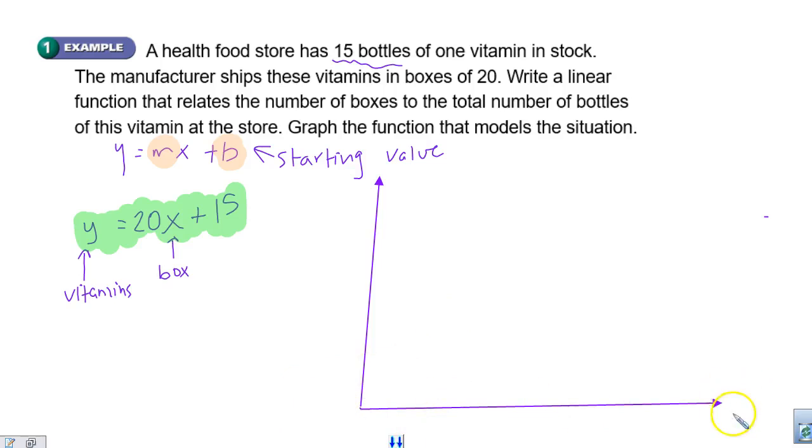And my horizontal axis, that's my x-axis. I've got to throw a label on that. So if we look up here for my x, what does my x represent? My boxes, right? So I'm going to go ahead and label this as my boxes, because the x-axis is going to tell me how many boxes I have. And then my y-axis tells me what? The bottles or the vitamins that you have. Yep, so I could say bottles of vitamins.